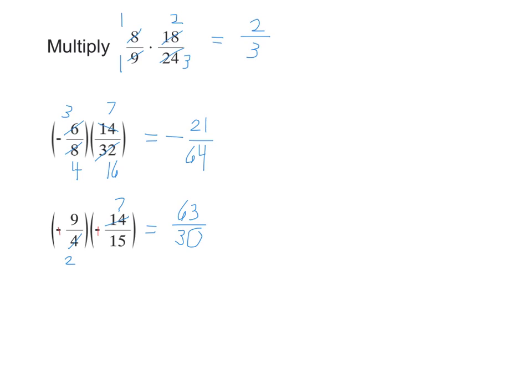I can either go back and look for what I missed, or I can redo the problem. Let me just go back and see what I might have missed. Looks like I missed this 9 and 15. 3 goes into both. That's what I was missing. Now multiplying across the top, this time I get 21 over 10. That's in simplest form. I know that because no numbers go into both of them.